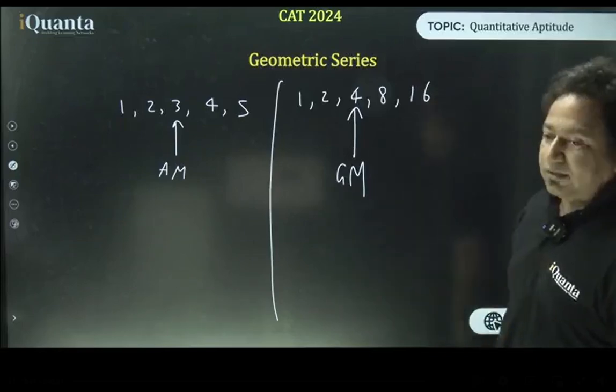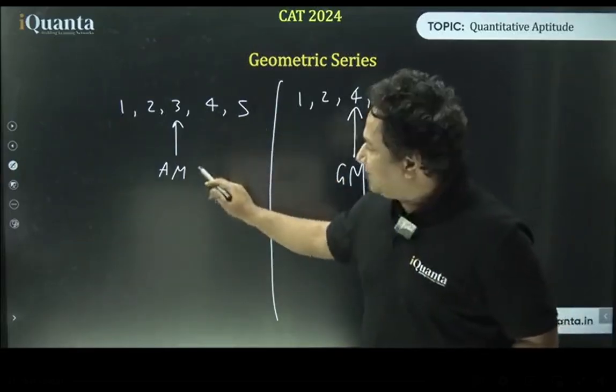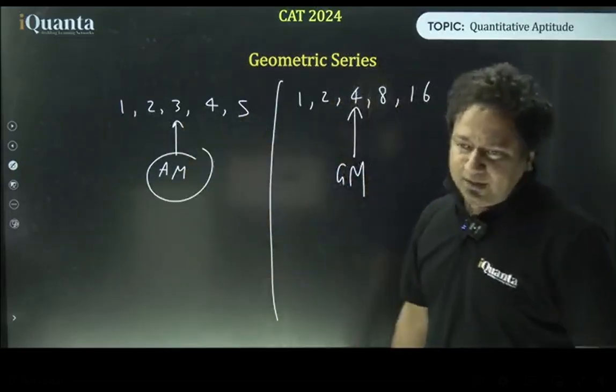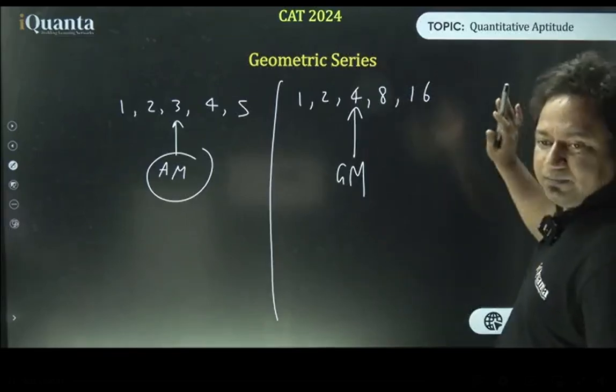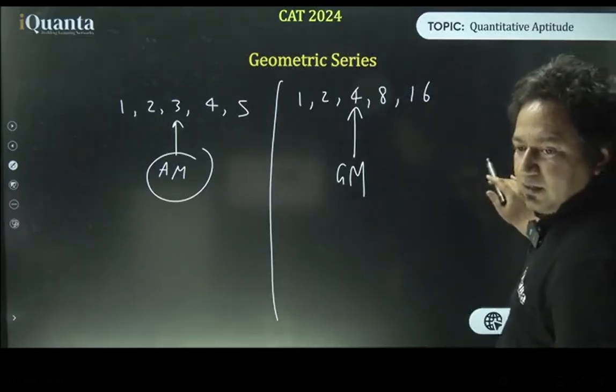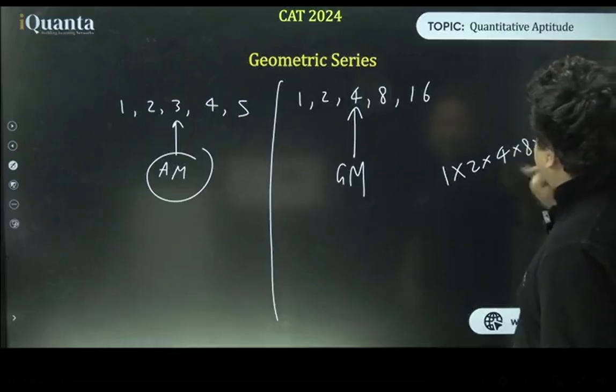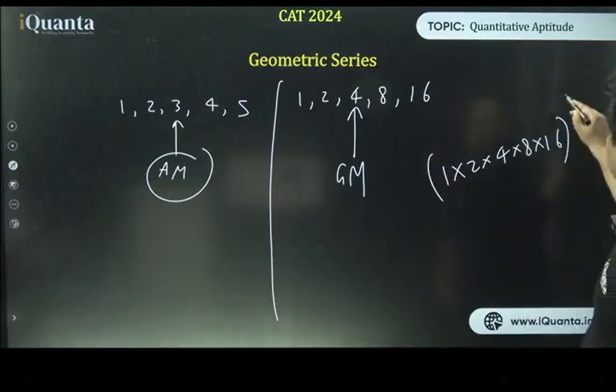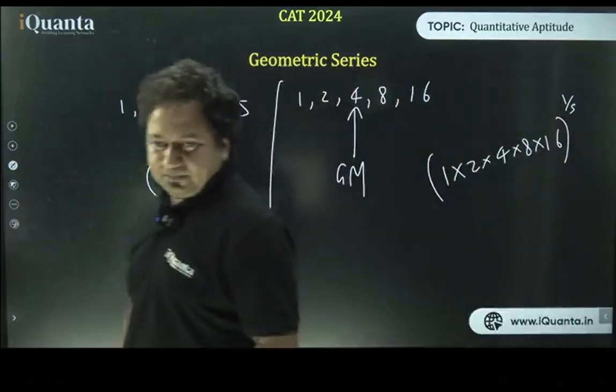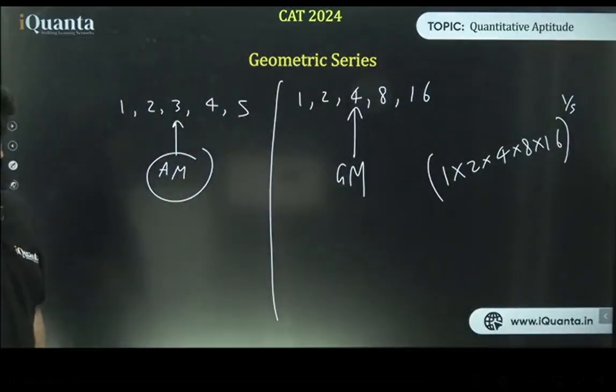So as the arithmetic mean is additive, we basically add everything and divide by the number of elements. In this case, we multiply everything. 1 into 2 into 4 into 8 into 16, and then raise it to the power 1 by n. In this case, the number of elements is 5, so this will be the geometric mean. Is that clear? Shubhankar, yeah, you are right. Okay.